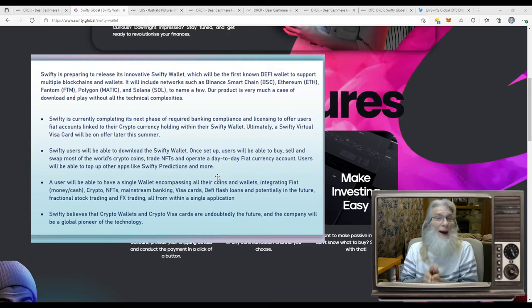You can pay as you go, if you will, on your phone, on your heating bill, your electricity, gambling. You just pay as you go, and you just add money to it and roll along. A user will be able to have a single wallet encompassing all their coins and wallets, integrating fiat, money and cash, crypto, NFTs, mainstream banking, Visa cards, DeFi, flash loans, and potentially in the future, even fractional stock trading and FX trading, all from one single application.